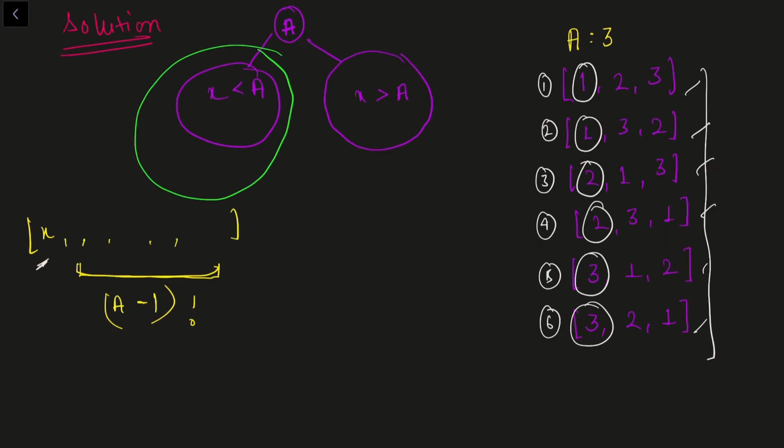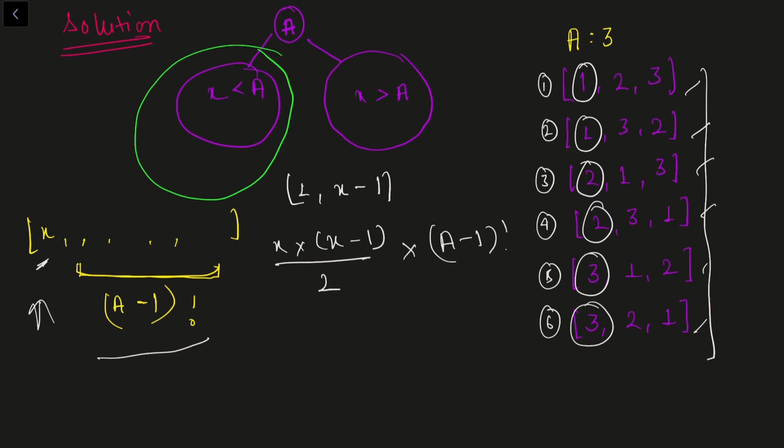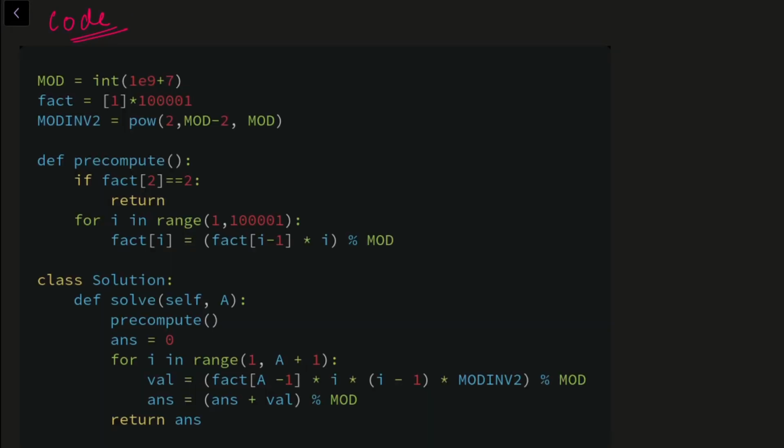Now for any element x, the sum of all the values from 1 to x minus 1 will be x into x minus 1 by 2, and I'll multiply it with a minus 1 factorial, because I can have this permutation a minus 1 factorial times with x as the root element, right? Now let us talk about the code.